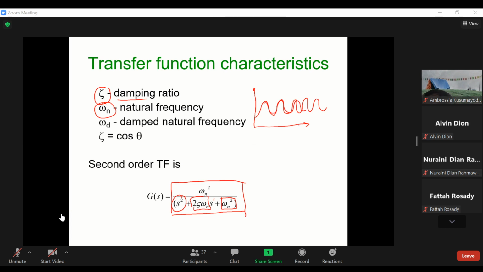And at t equals something, then it becomes steady. Then there is also a damping ratio. As the name suggests, it works as a damper to stop this oscillation movement. So we call this the damping ratio. Other than the damping ratio, we also have omega d, the damped natural frequency.